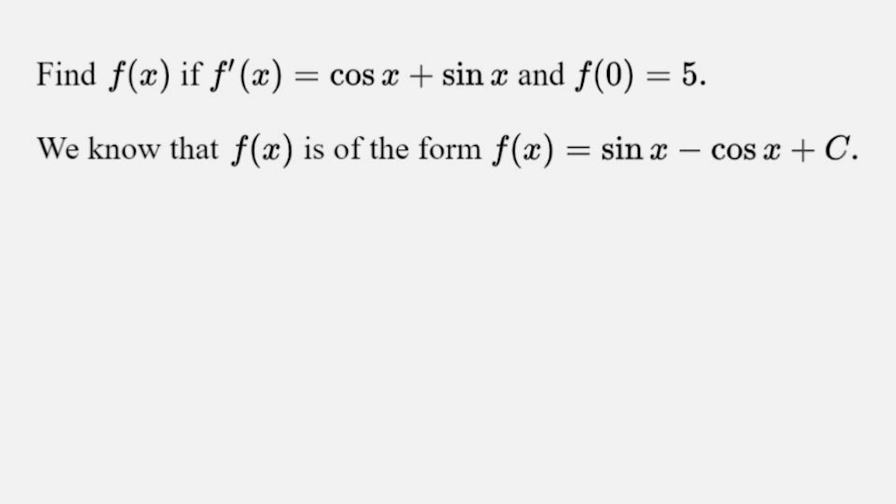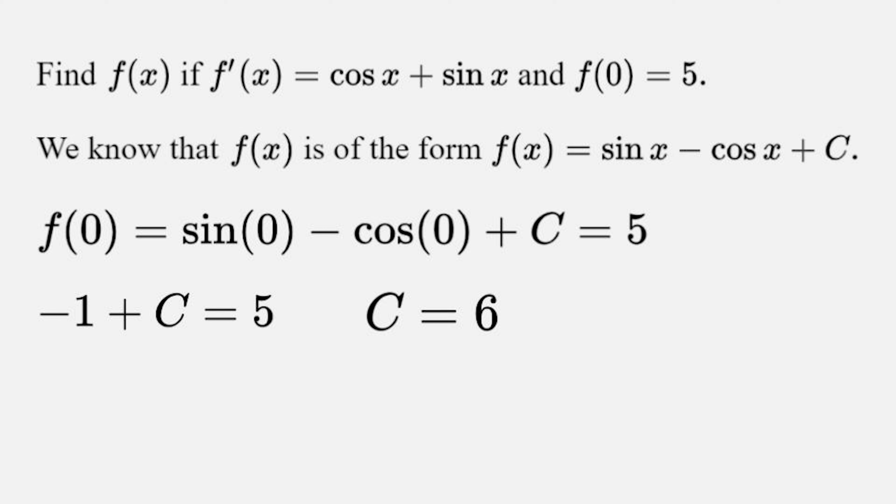And first we're going to take the antiderivative of cosine of x plus sine of x. And from the previous videos we know that the antiderivative of cosine is sine, because the derivative of sine is cosine, and the antiderivative of sine is negative cosine. And then add that plus c at the end, because right now we have a family of antiderivatives.